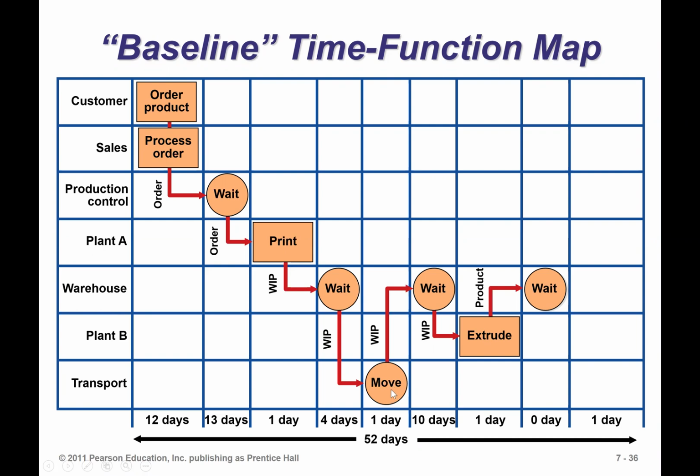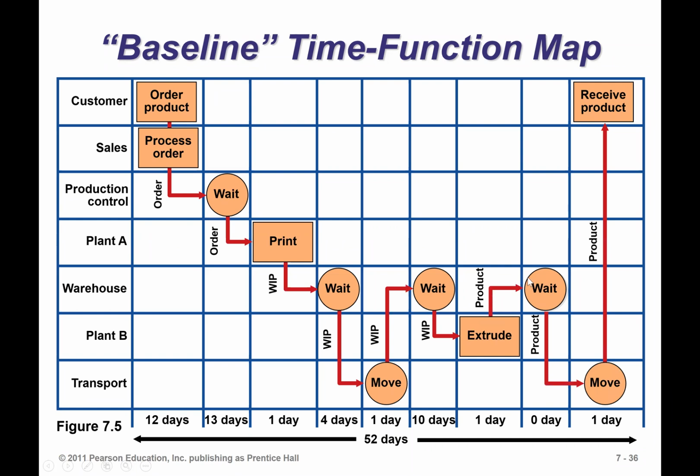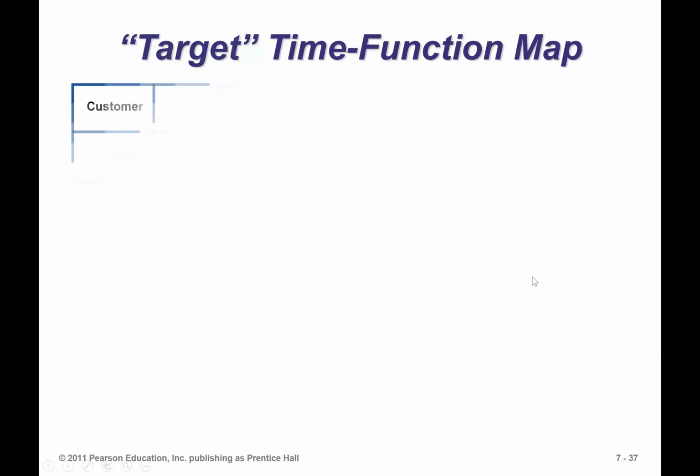Then you move it again, which takes another day, and you have to wait here, 10 days again, work in process, and it's extruded back in the same plant. It's just processes taking place within plant B, but it's plant B that's going to make it because it's extruded in plant B, right? You wait, and then you move it, and then the customer finally receives it. The whole process took 52 days from the time the customer ordered the product to the time it was manufactured and got back to the customer, 52 days.